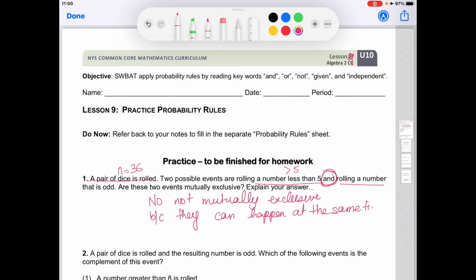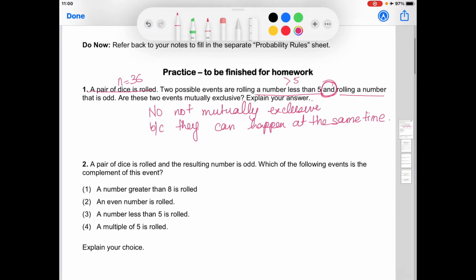And moreover, it's not asking me for the probabilities. If it was asking, then I needed to do it. It's just asking me to explain it, okay? So don't do anything extra when you can lose points for it.